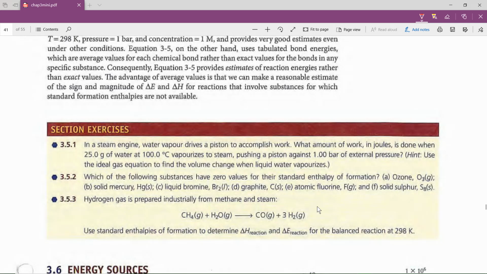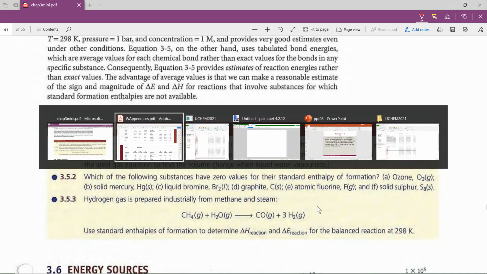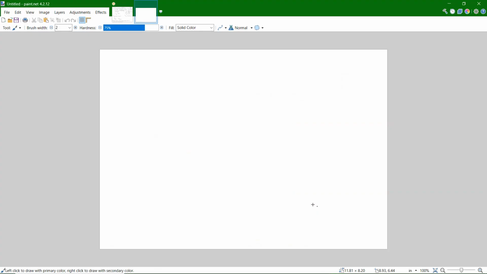Now, I want to do something new here that's not in the textbook, which I call, not the full house, but the full Hess. Hess's law, where you're given all sorts of equations, and I'll show you how that works. So I'm going to go to Paint and my canvas here, and show you what I mean.